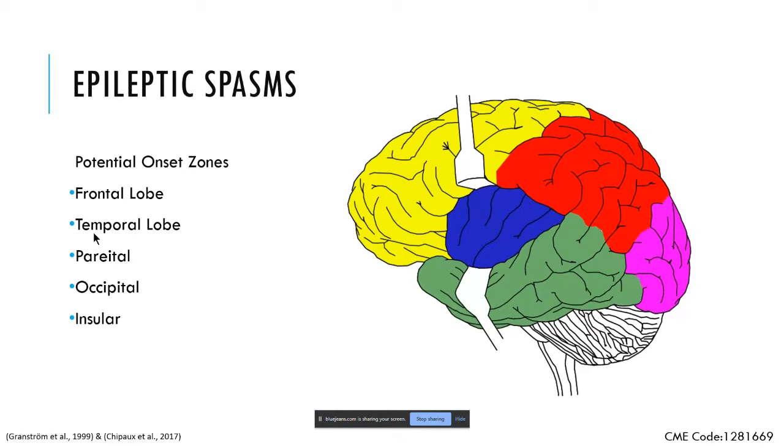When these seizures are focal in origin, they most commonly are due to lesions in the frontal lobes. And in order of subsequent frequency, we see lesions arising from the temporal, parietal, occipital, and finally the insular lobe, least likely but still possible.